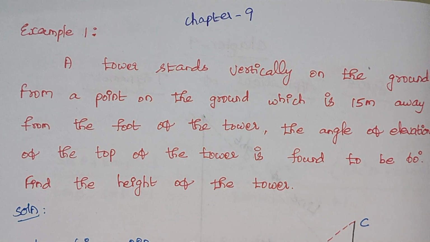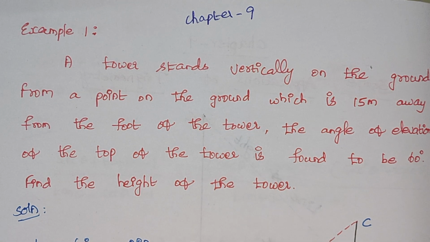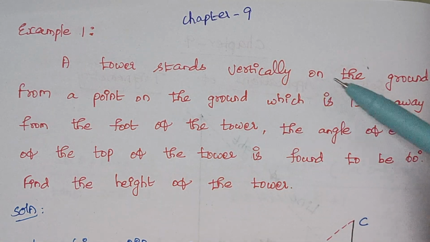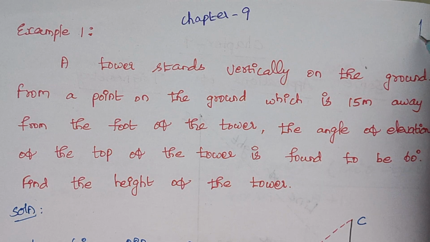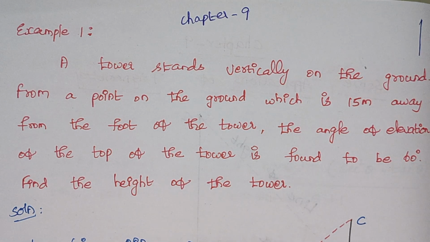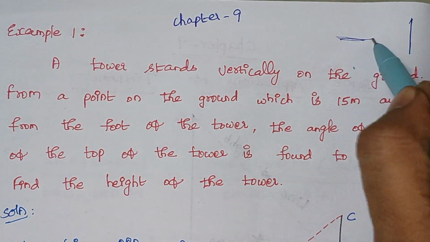Today we are going to solve example problems in chapter 9. The first problem is: a tower stands vertically on the ground. Right, vertically. What do you mean by vertically? It is standing like this. Okay, this is your vertical position, and if it is like this, it is known as horizontal position.